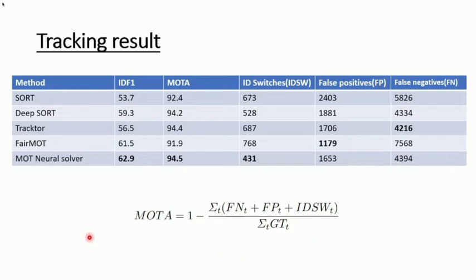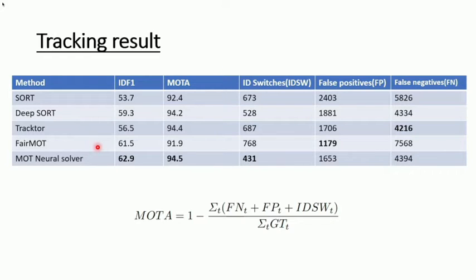Now we shall come on to the IDF1 score. As far as SORT and DeepSORT are concerned, the IDF1 score of DeepSORT is higher than SORT. This is because the DeepSORT algorithm uses deep neural network based re-identification features, and as a result we conclude that these deep features perform better in hockey tracking as compared to the simple intersection over union features used in SORT.